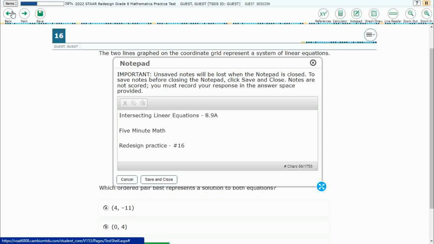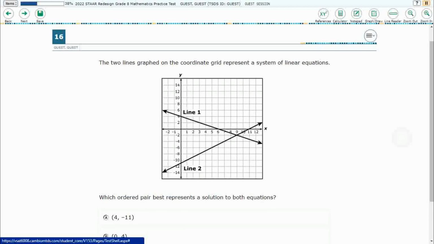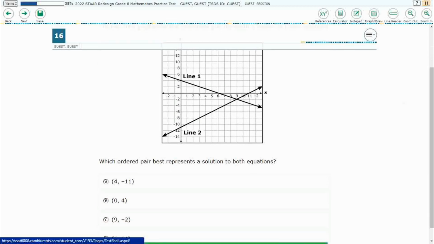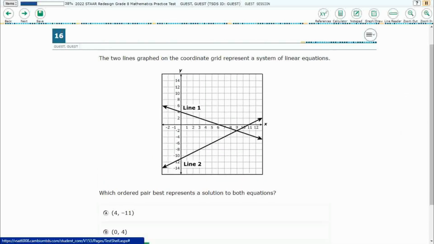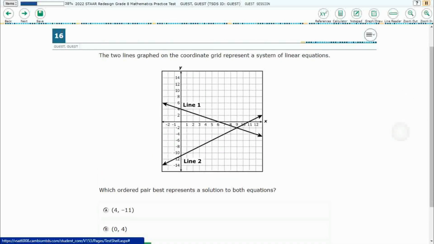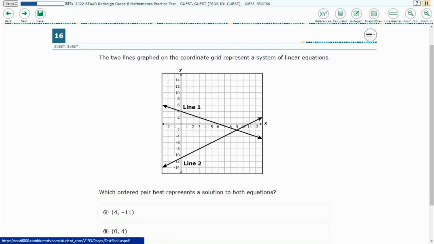Today we are looking at the 8th grade concept of intersecting linear equations. This is standard 8.9a in the great state of Texas, and we are using item number 16 off the redesign practice online STAAR test. If you haven't done so already, please take a moment to pause the video, work this problem out on your own, unpause it, and we will look at our answers together.